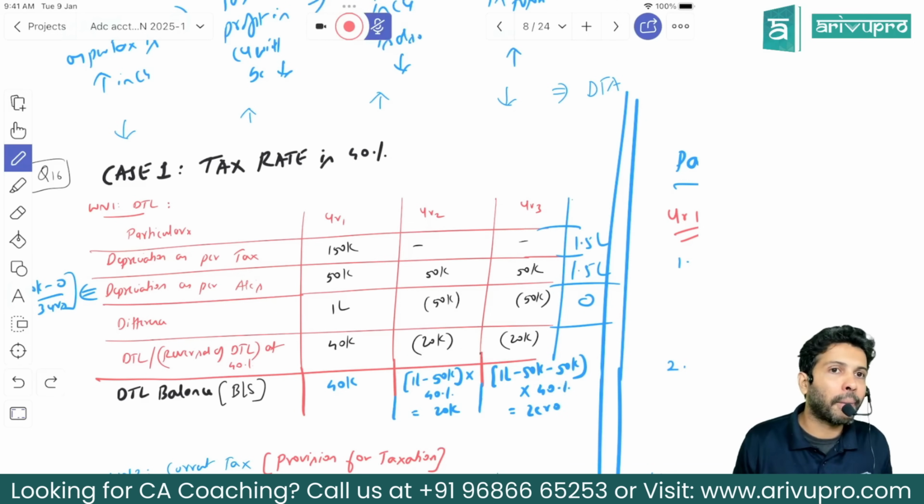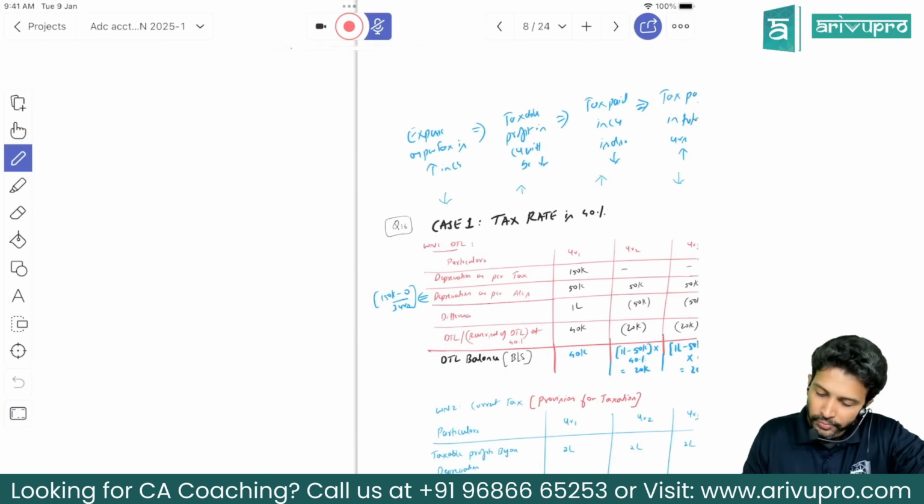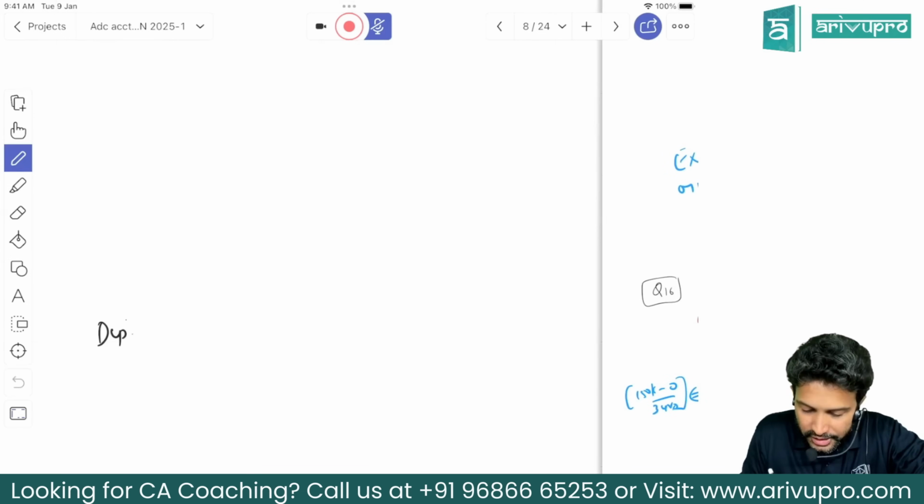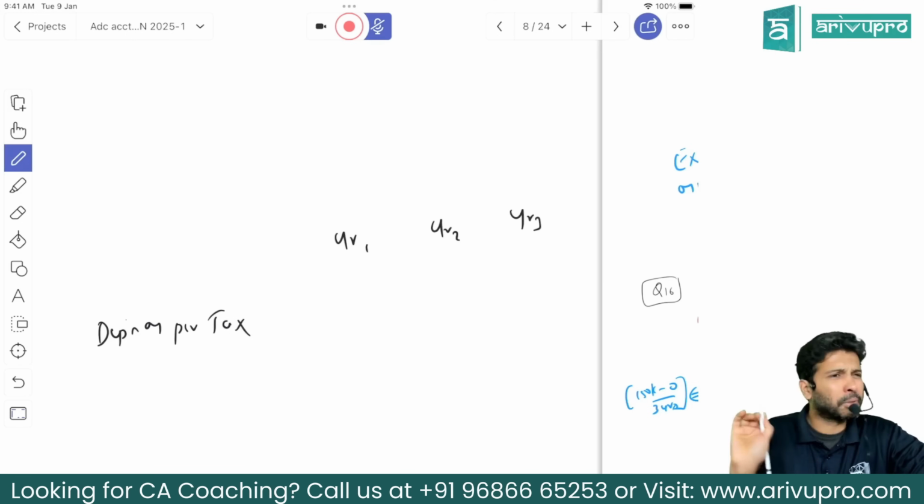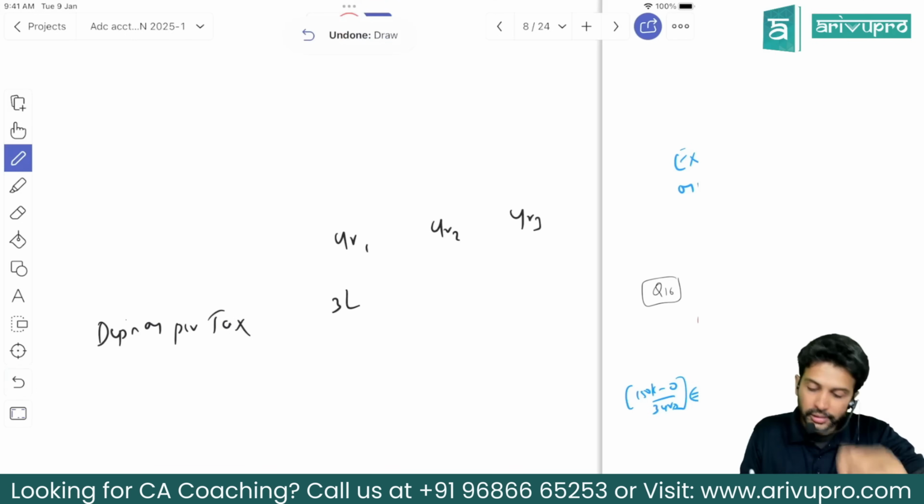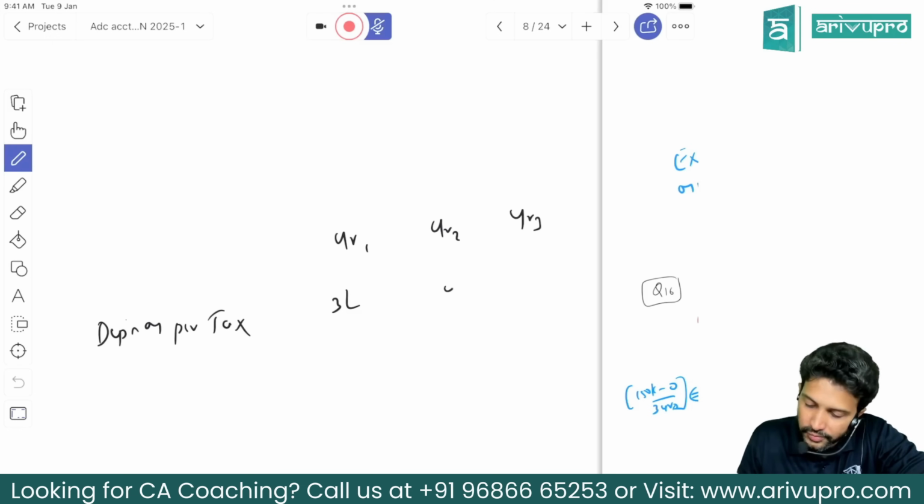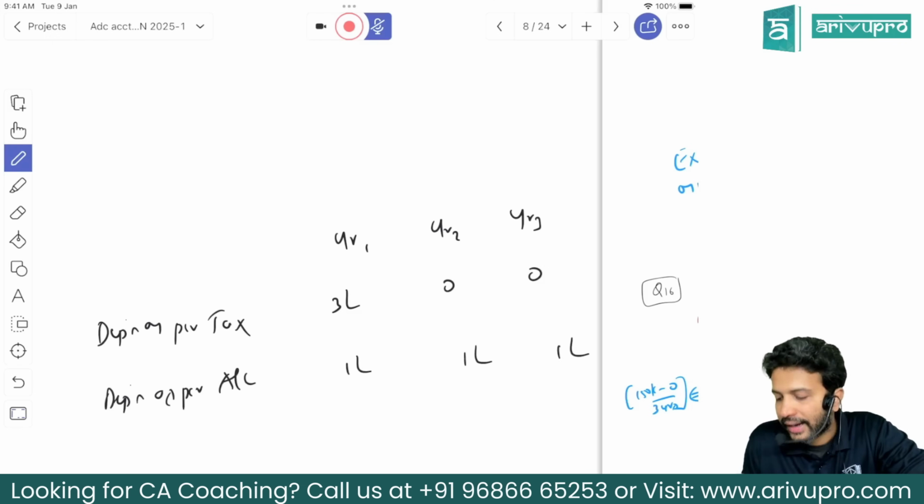Understood, everybody? Just to be on the safer side, can I build another case? You'll tell me the answer? Okay, same case. I'll just take another number just for my reference. Depreciation as per tax, year 1, year 2, year 3. Hypothetical numbers I'll take, okay? Let's say depreciation is 3 lakh in tax. Second year and third year, 0. Depreciation as per accounts is, let's say, 1 lakh, 1 lakh and 1 lakh.